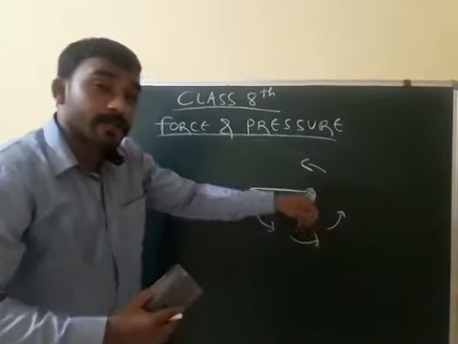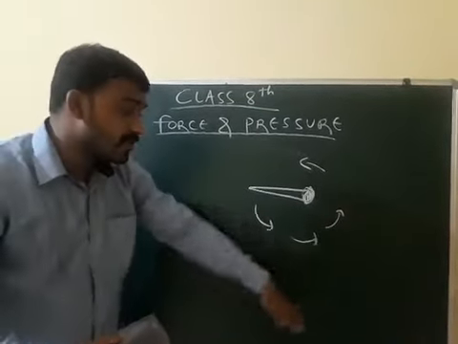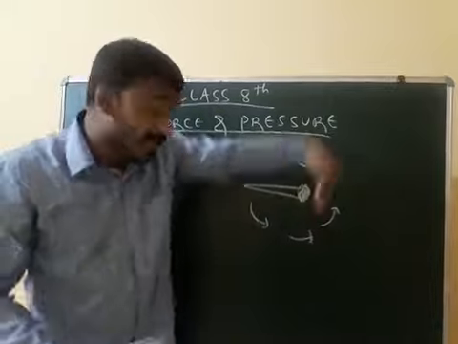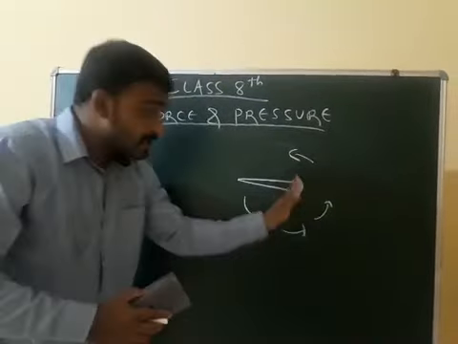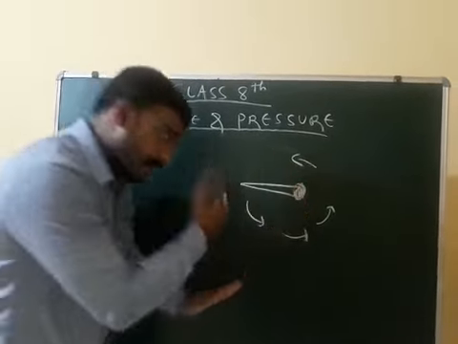If that point is not fixed, then it will move in a straight line. Rectilinear motion, linear motion, straight line motion will be there. Due to the pivoted point, it is rotating.